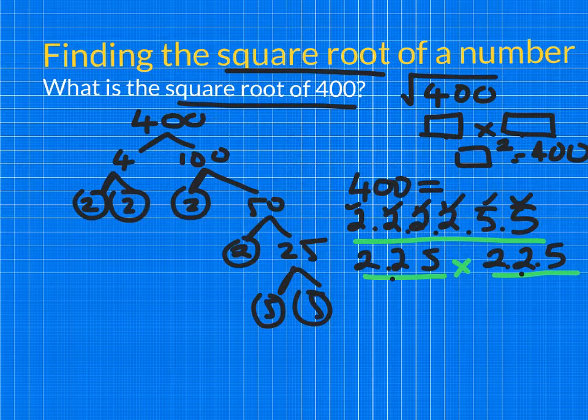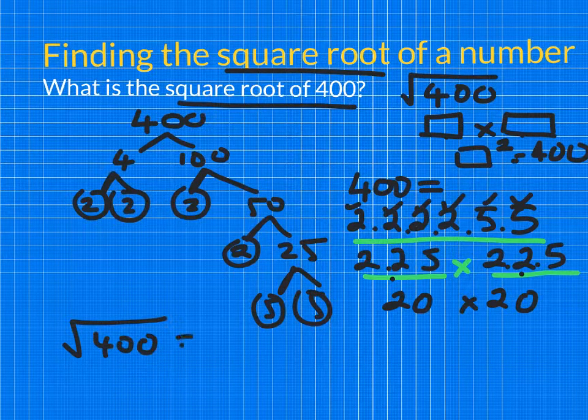Let's find out what that number is. 2 times 2 is 4. 4 times 5 is 20. So it's 20 times 20, which means that the square root of 400 is equal to 20.